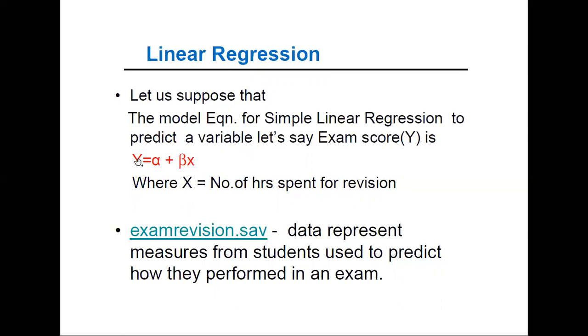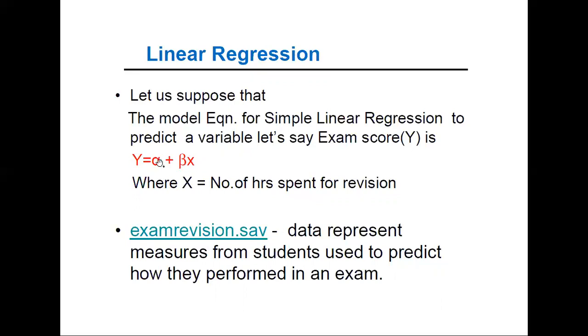What is y? Y is the exam score, and your x is the number of hours spent for revision, or number of hours worked for his exam revision. So in this way, it is easy to obtain the exam score by using the number of hours spent for the revision. So here beta is the coefficient, right? Now, how much quantity of beta times the number of x, there is the influence on y that we can find.